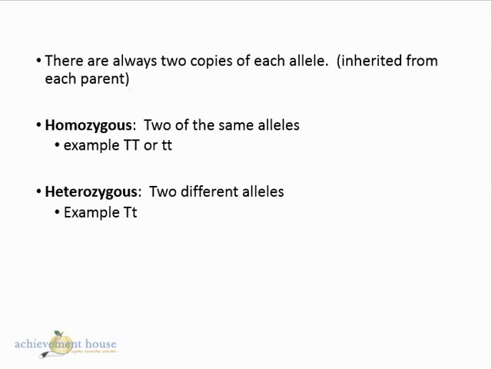Remember that for every trait, there are always two copies of each allele, inherited from each parent. If an individual is homozygous, that means they have two of the same alleles. For instance, two copies of the tall gene, or two copies of the short gene. Heterozygous individuals have two different alleles. For example, one allele for tall and one allele for short.